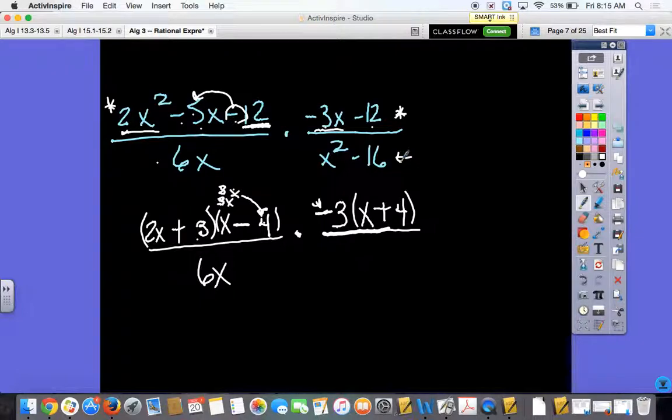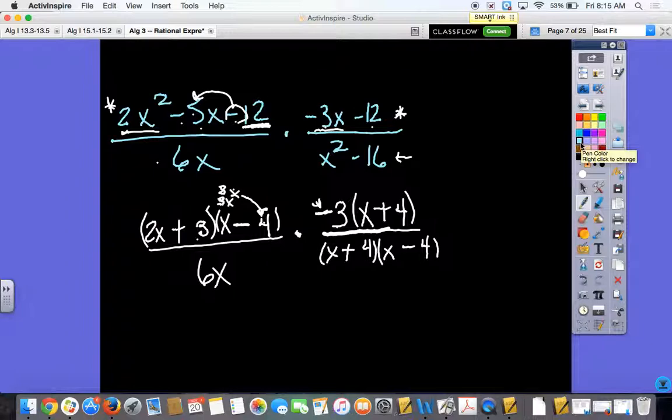Now when you look in the bottom, it's a binomial, but there's nothing common. You can do square roots though, so this is a difference of 2 squares. The square root of 16 is 4, and we need opposite signs. All right, you've got it completely pulled apart.